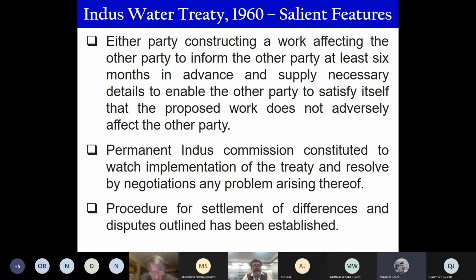Thank you. Okay. A procedure for the settlement of differences and disputes has been established. Really, this Indus Water Commission is working very properly even after war. It worked during war, it is still working, and it follows whatever was committed in the Indus Water Treaty. So both countries are cooperating with each other.